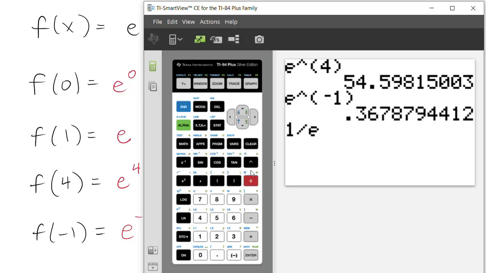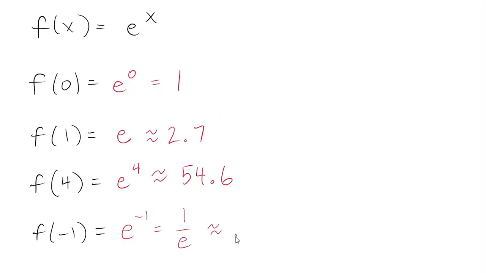If you just want to raise e to the first power, you can hit second and that division key, the obelisk key. And again, we get around 0.37. So again, e is just a number. It's not a very nice number. It's what we call an irrational number because it's a non-terminating, non-repeating decimal, just like pi.